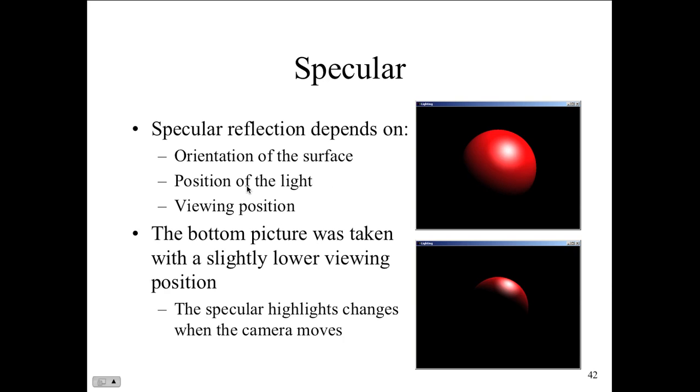Going back to specular here, specular lighting depends on the orientation of the surface. Where is the surface facing? Where's the surface normal? The position of the light, obviously, and the viewing position. Where are we going to view it? So the bottom picture is taken with a slightly lower viewing position. It's very low. The specular highlights change when the camera moves.